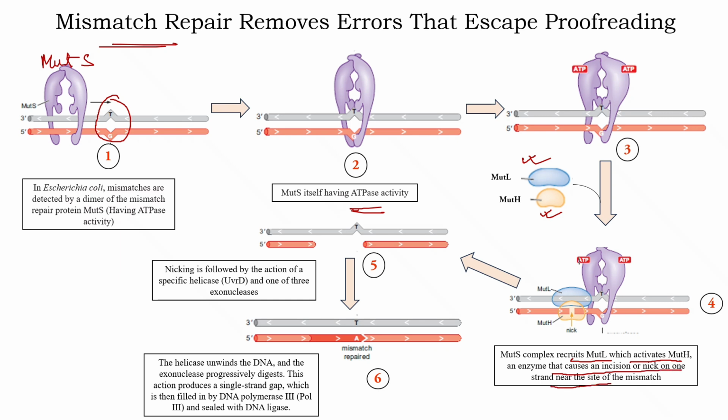This nicking is followed by the action of a specific helicase enzyme known as UvrD and one of the 3 exonuclease enzymes. The helicase unwinds the DNA and the exonuclease progressively digests. This action produces a single strand gap, which is then filled by the DNA pol 3 enzyme.